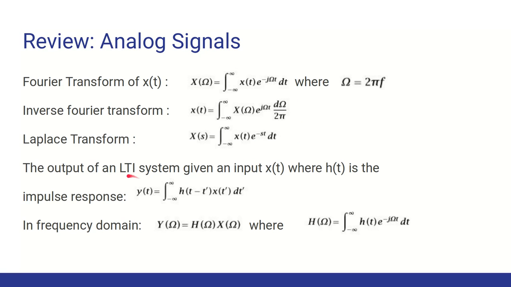The output of a linear time invariant system given an input x of t, where h of t is the impulse response of the system, is given as this. The output is a convolution between the impulse response and the input. In frequency domain, convolution becomes multiplication. So y of omega can be expressed as a product of h of omega and x of omega, where h of omega is the frequency response of the impulse h of t.